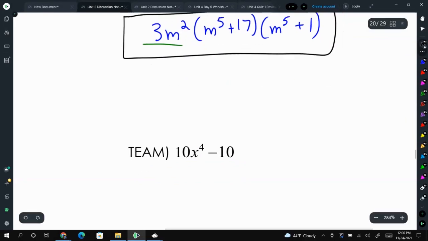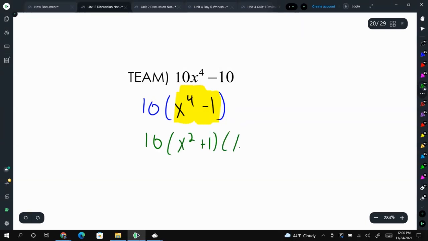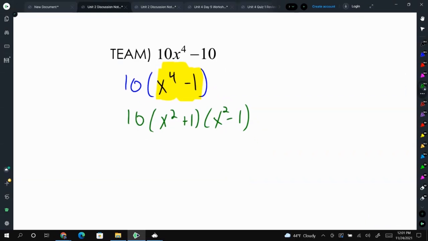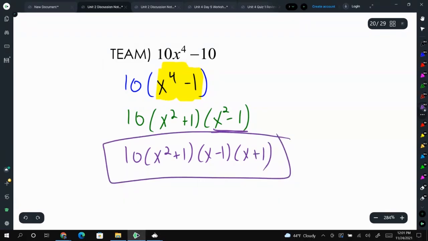I'm going to do this one down here, and then I'll have you try the rest. So factor out a 10 from both of these, and we're left with x to the fourth minus 1. This, again, is a difference of squares. So, oops, x squared minus 1. Because the square root of x to the fourth, again, is x squared. This is also a difference of squares. So this would be our final answer.